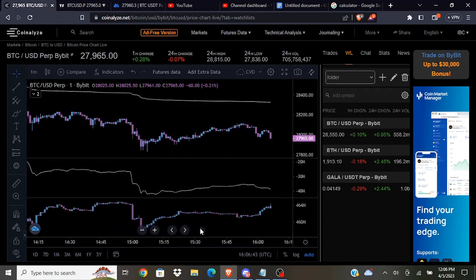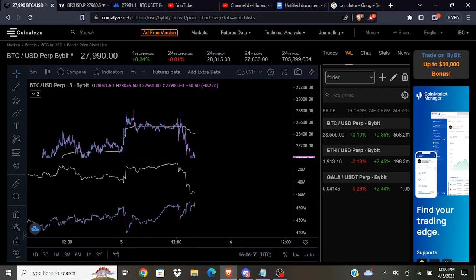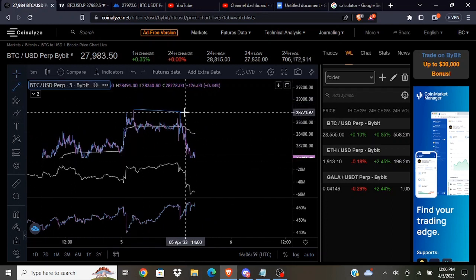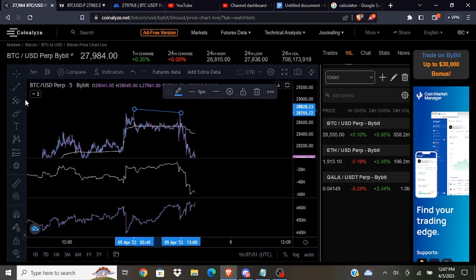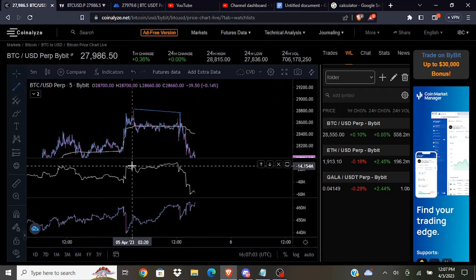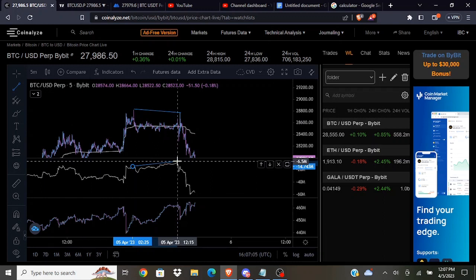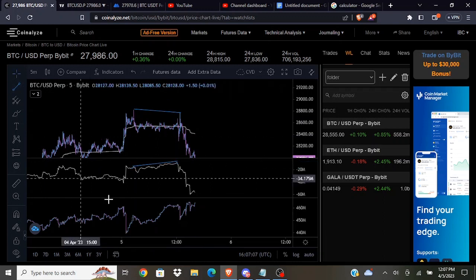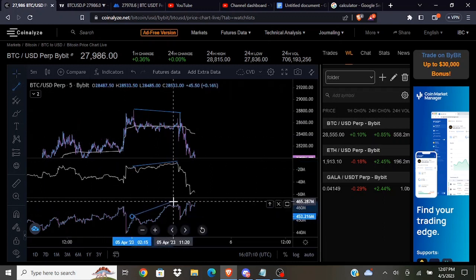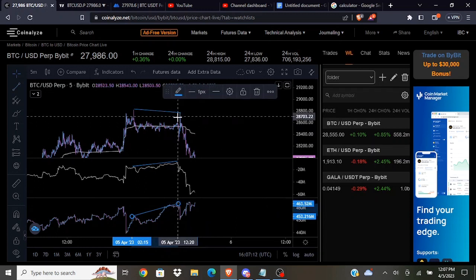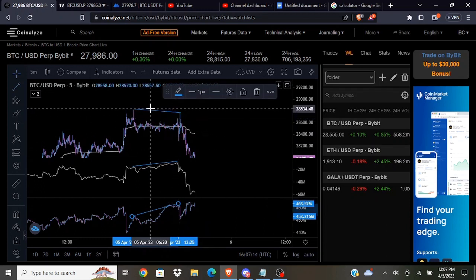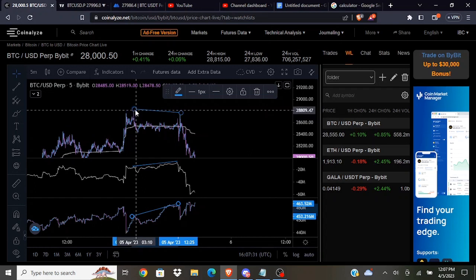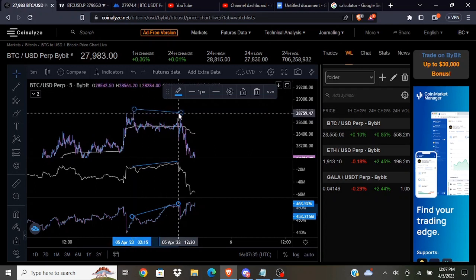So let me see if I can find that example. So yeah, right here, we saw CVD increasing with open interest increasing as price put in a lower high. So that is bearish absorption. And this also gives you a clear invalidation. If you entered over here, you could have had a tight invalidation, which would be this high back here, because this is the high where we started forming the absorption.